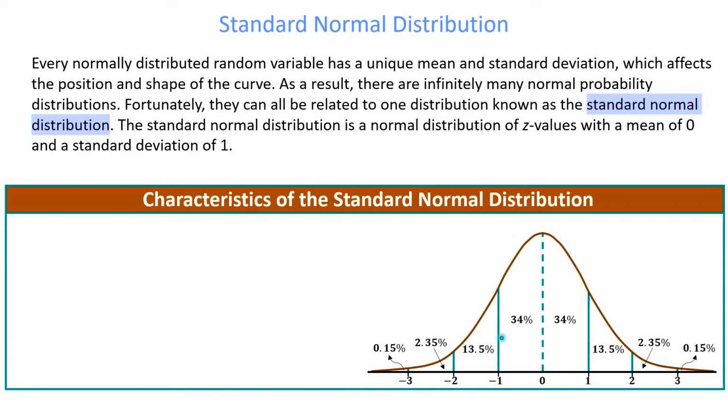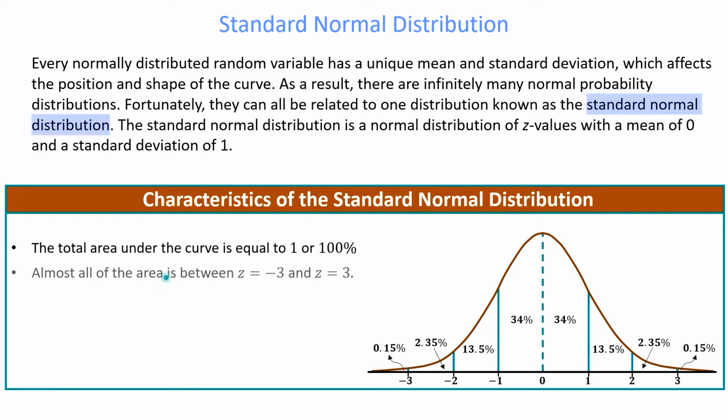So if you look at this diagram here, we can see that the distribution is centered about the mean 0. And these values that we have here represent the standard deviations, or the z values. So you can see 2 is 2 standard deviations above the mean, and -3 is 3 standard deviations below the mean. So the total area under the curve is equal to 1 or 100%. Almost all of the area is between z equals -3 and z equals 3, so that's within 3 standard deviations of the mean. And the distribution is symmetric.